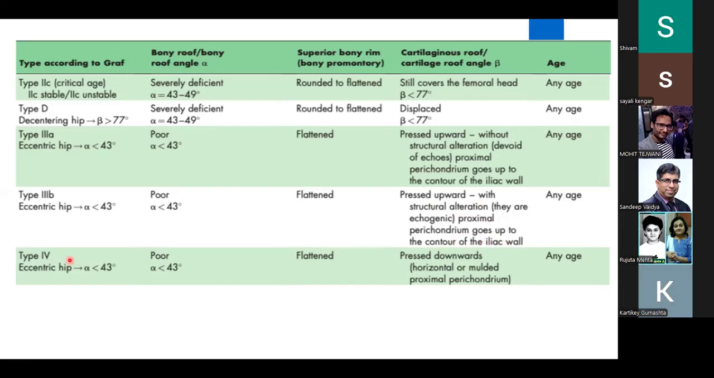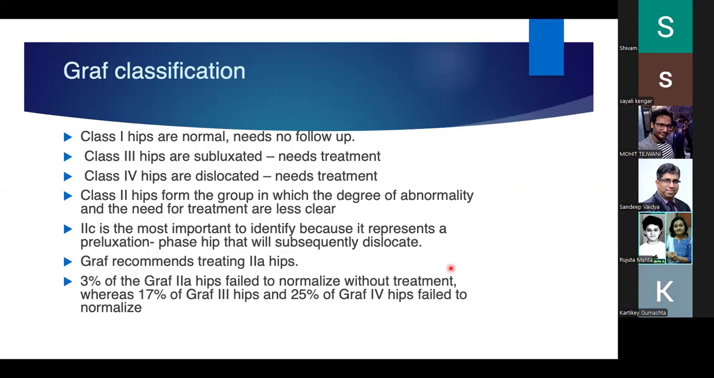Type 4, eccentric hip. The alpha angle is less than 43 degrees, and the cartilaginous roof is pressed downwards. So, class 1 hips are normal and need no follow-up. Class 3 hips are subluxated and need treatment. Class 4 hips are dislocated and need treatment.